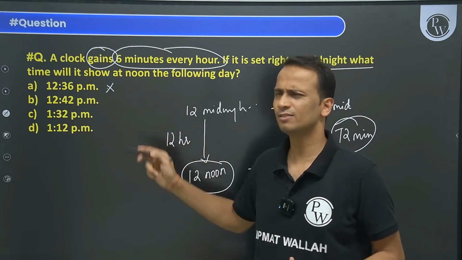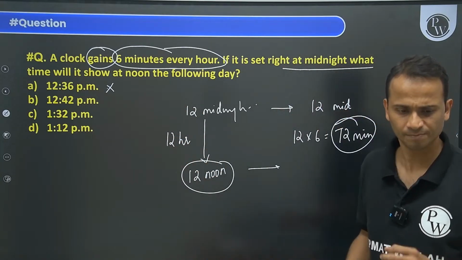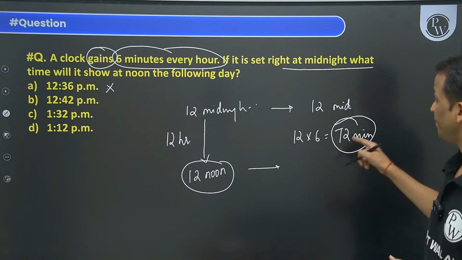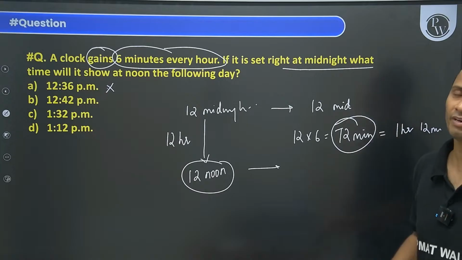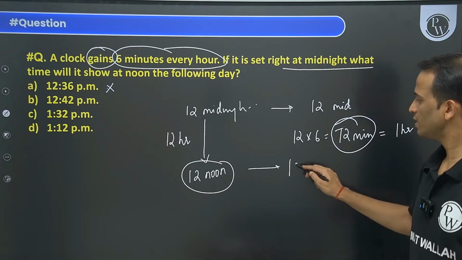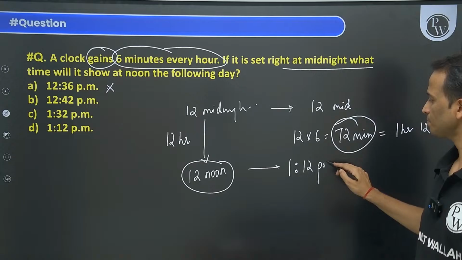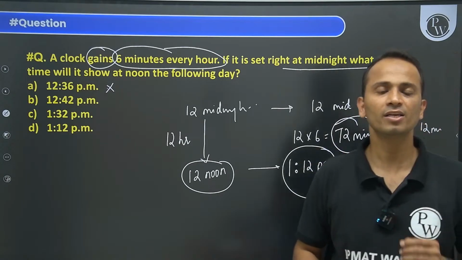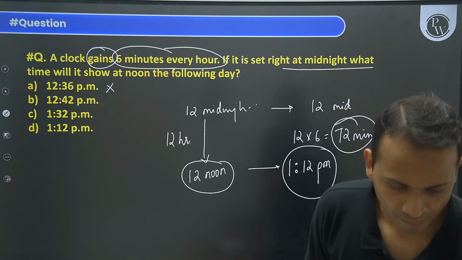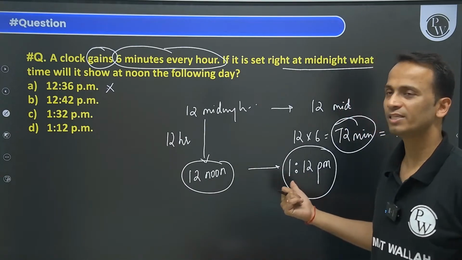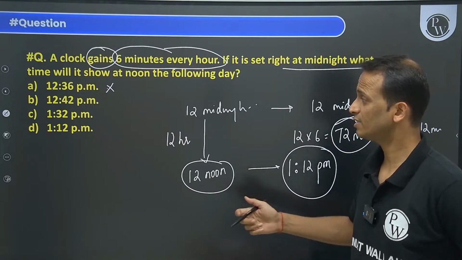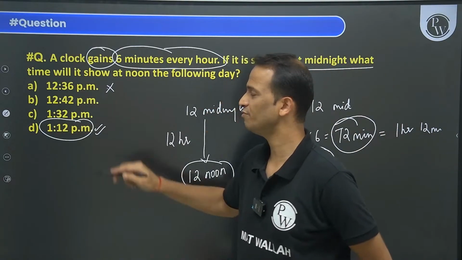ऑप्शन ए क्यों था आंसर? नहीं, ऑप्शन ए तो आंसर नहीं होना चाहिए. ठीक है. सो 72 minutes is equal to 1 hour 12 minutes. So 12 noon में मैं 1 hour 12 minutes ऐड कर दूंगा. So the time that this clock will show should be 1:12 p.m. Okay, fine. ठीक है. So that's it. This is all about this question. So answer is option D, that is 1:12 p.m. Correct? Okay. So friends, this was the last question of the day.